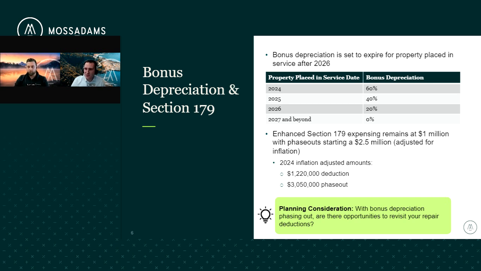So that is a very large change for those that are very asset heavy, like mills, equipment, as we put those assets into service. Something to be aware of is that the sooner we get them in, the more immediate write-off we get right away. But just being aware that will go down over time. 179 more or less stays the same. You still get $1 million.